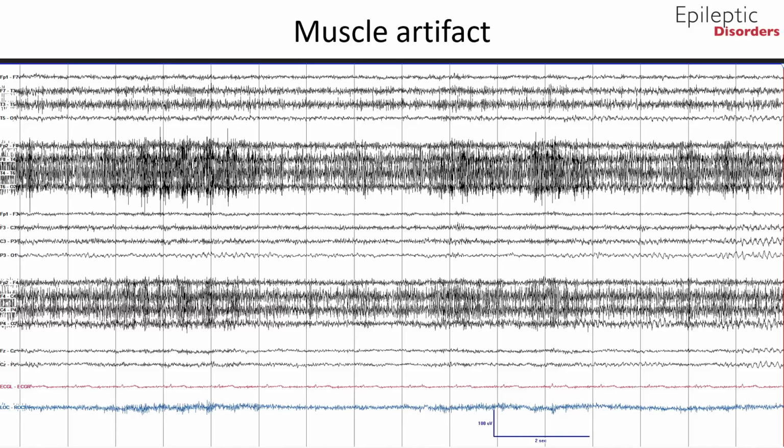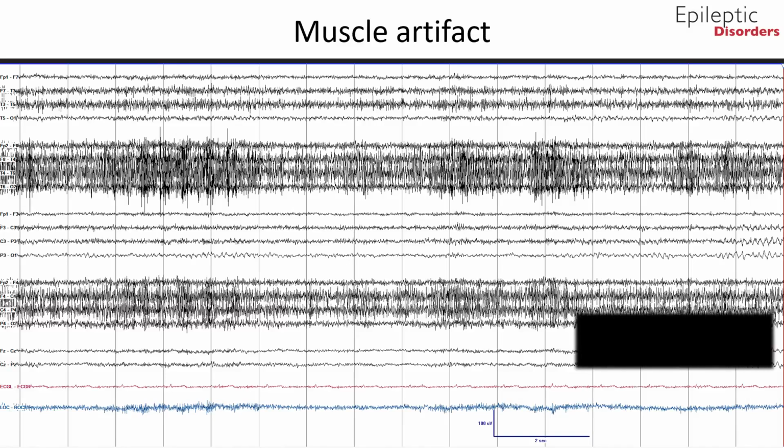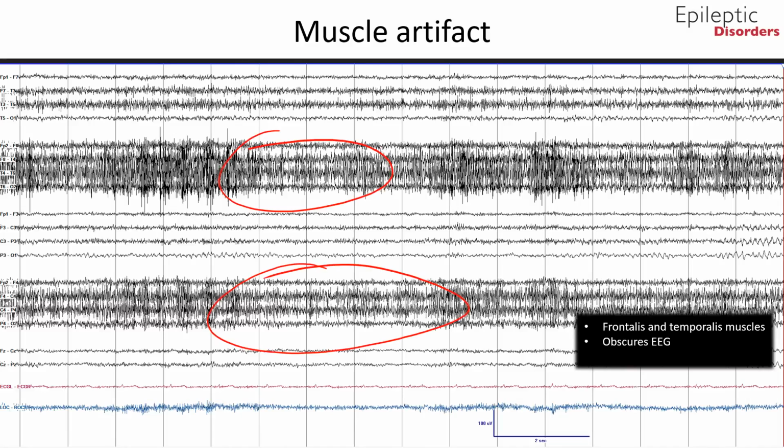Muscle artifact is another commonly observed artifact on EEG. It is high frequency activity, noted to be very spiky, but too fast to be an epileptic discharge. It is commonly noted during the awake state and may obscure critical portions of the recording, such as in the EEG bipolar montage shown here, where there is obscuration of the right hemispheric leads as circled in red.